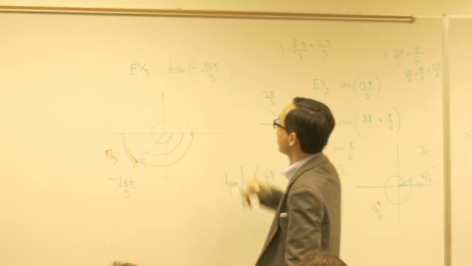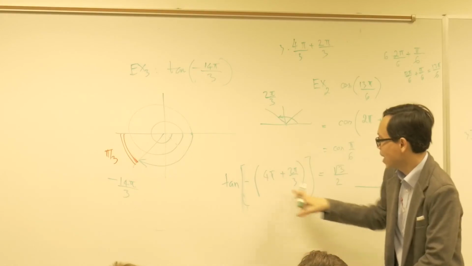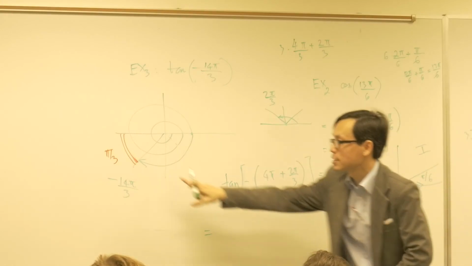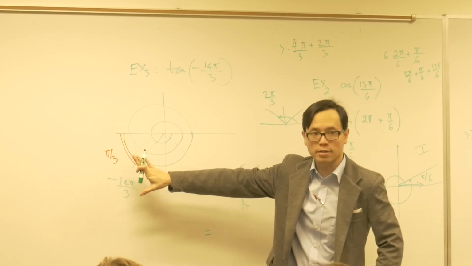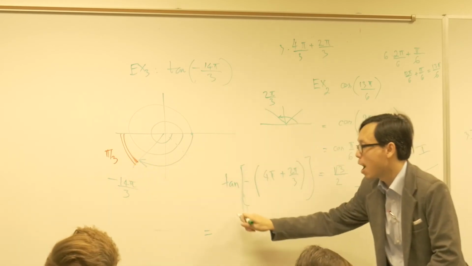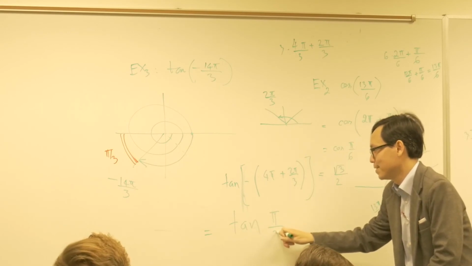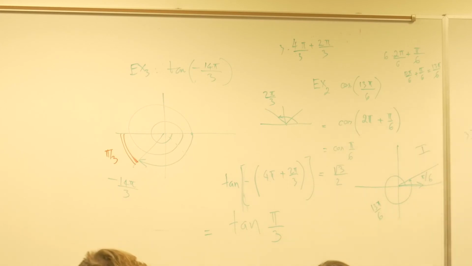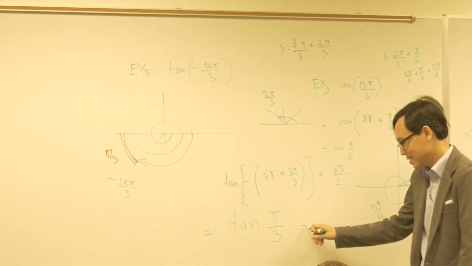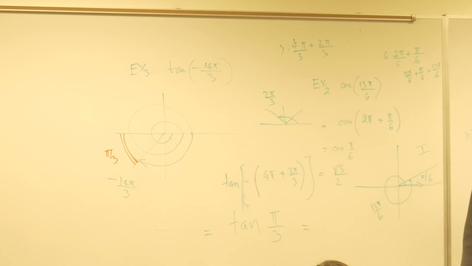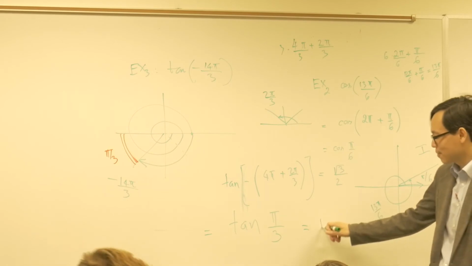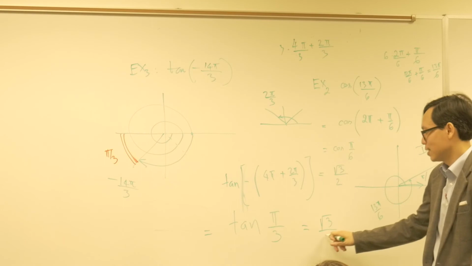Tangent of negative 14 pi over 3 equals tangent of negative 4 pi plus 2 pi over 3, equals, this is the 3rd quadrant, tangent positive or negative? Positive. So equals positive tangent of pi over 3. And what is the value of tangent of pi over 3? Square root of 3 over 3.